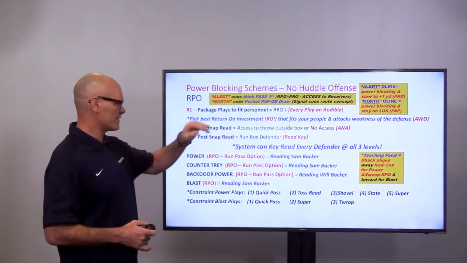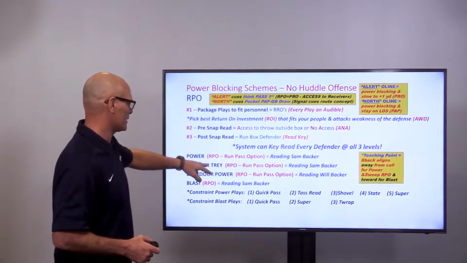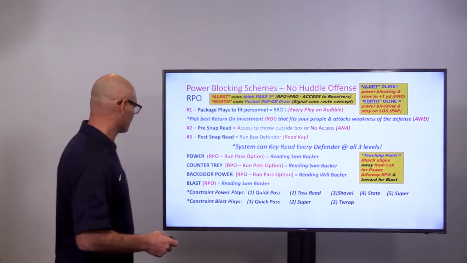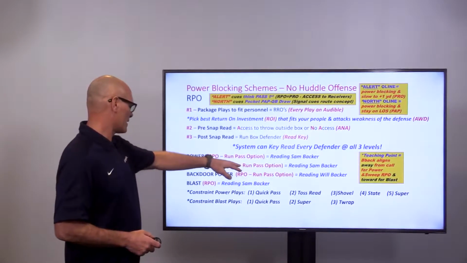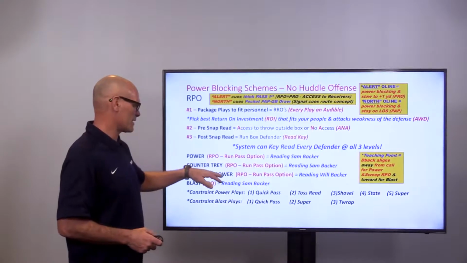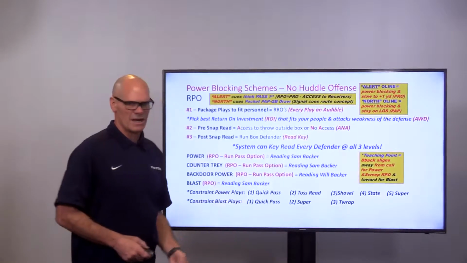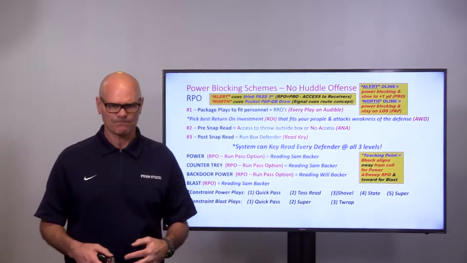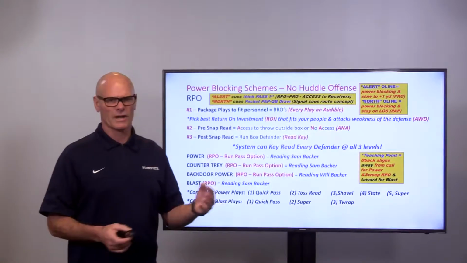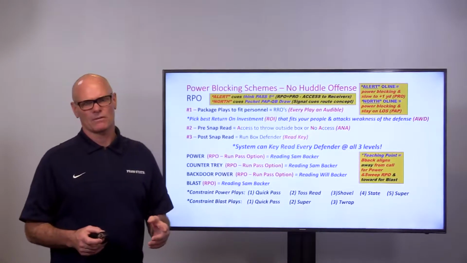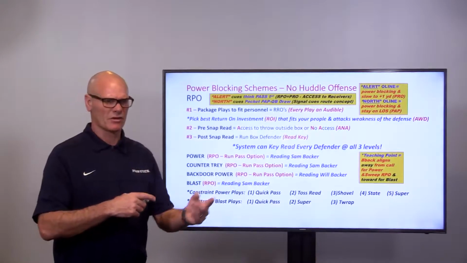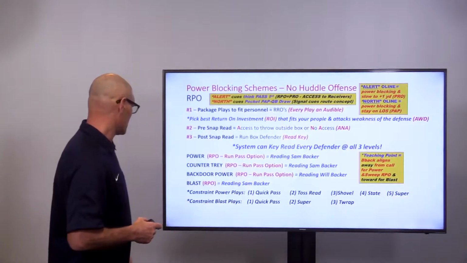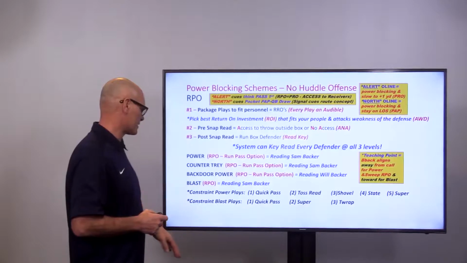We're going to be able to read different defenders. So we'll start with power. We're going to read the Sam backer. And then a great complement to that, going away from the H, is the counter Trey, still reading the Sam backer. And then we can add a backdoor concept, meaning we're going to go away from the H back. He's going to free release and become a receiver, and we'll actually read the Will. And then last is blast as a simple counter action.